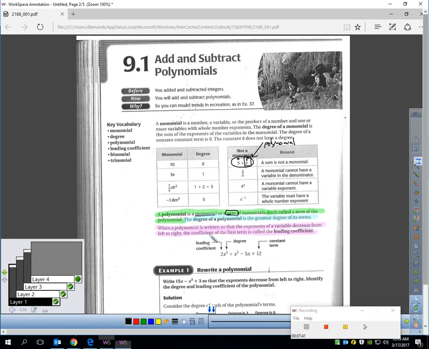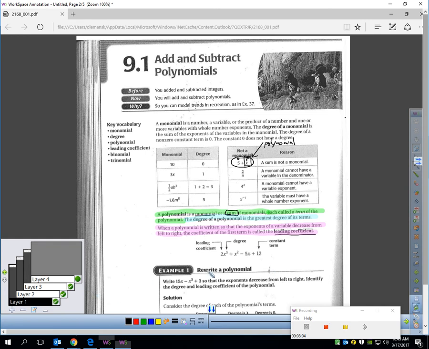When a polynomial is written so that the exponents of the variables decrease from left to right, the coefficient of the first term is called the leading coefficient. So, this is important. If I order my degrees from greatest to least, the number in front of that first term is called the lead coefficient.